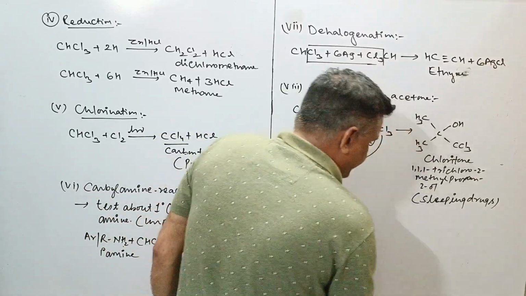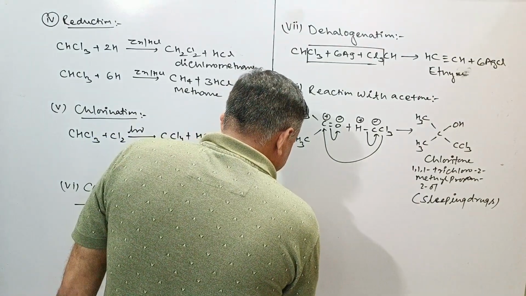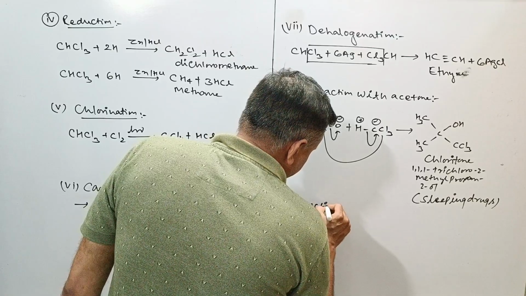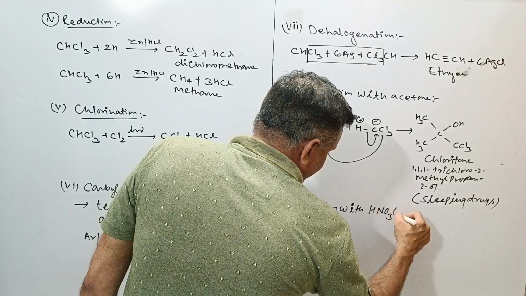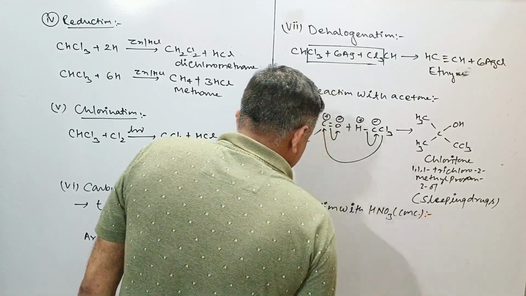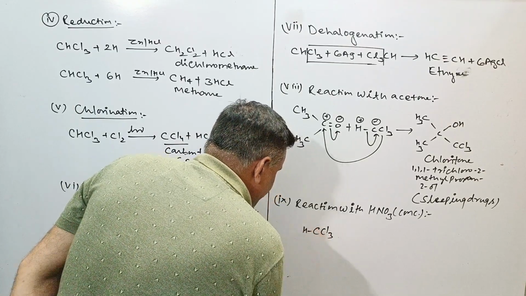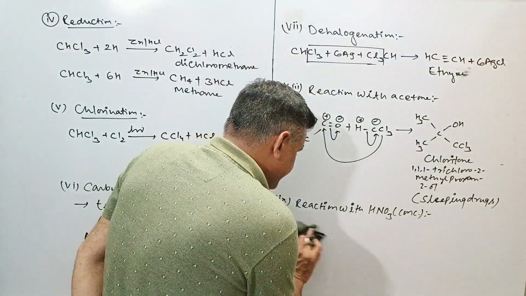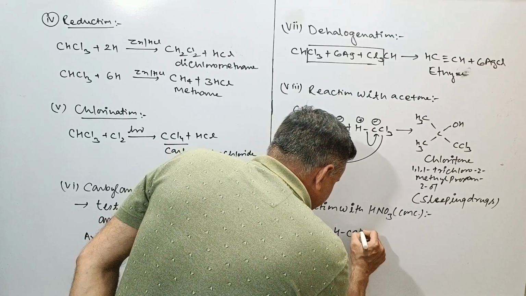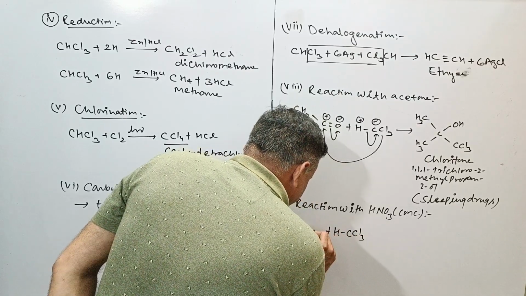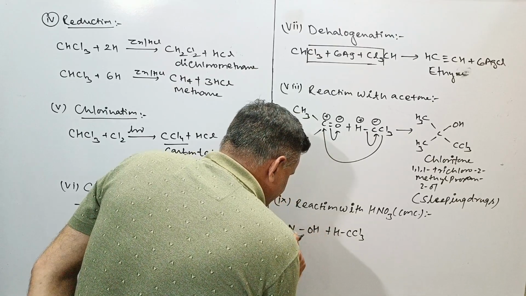Reaction with HNO3. This is the ninth property, reaction with your HNO3. Here HNO3 will be concentrated. So this is the CCl3 and this is the H. We can take it like this. This is CHCl3, this is your HNO3.